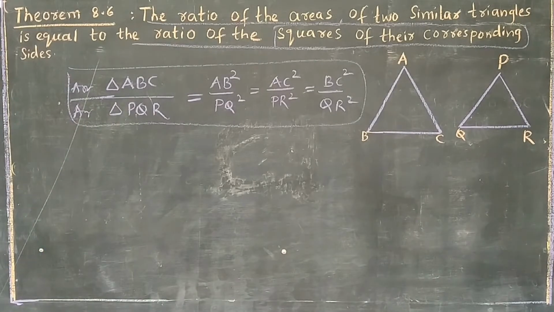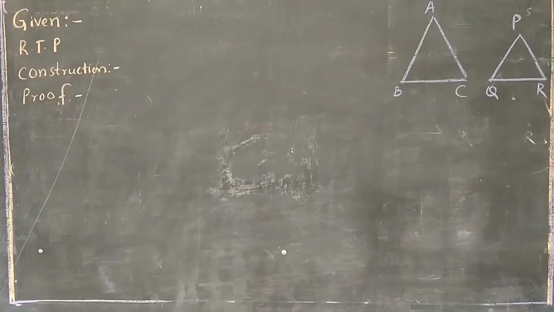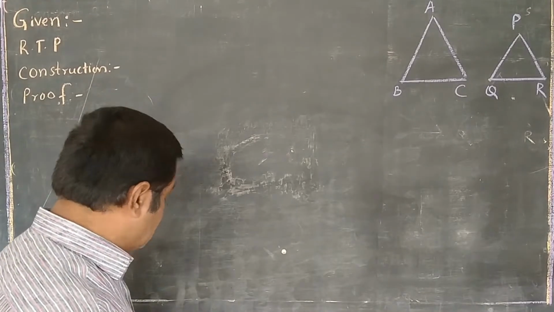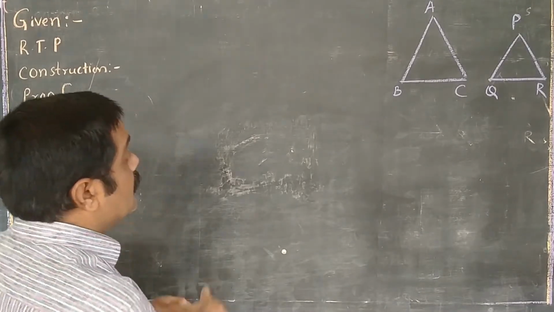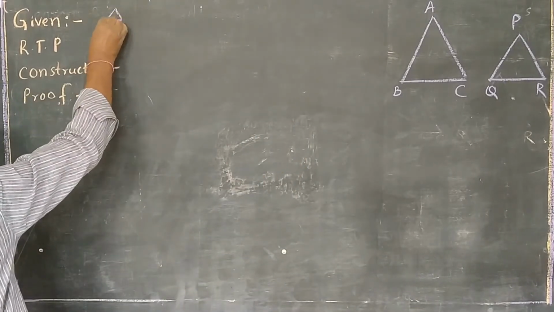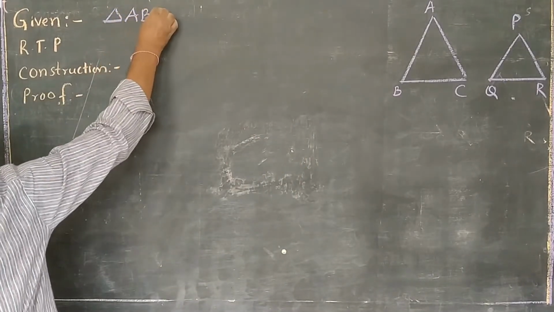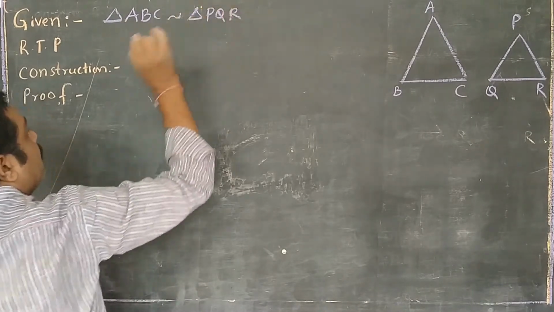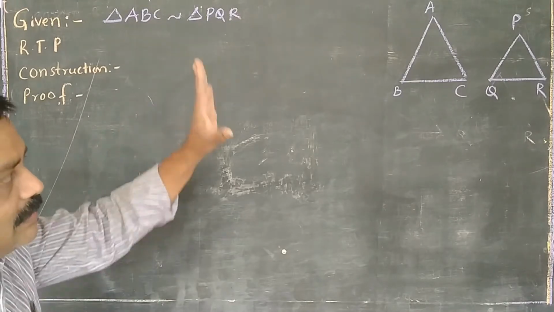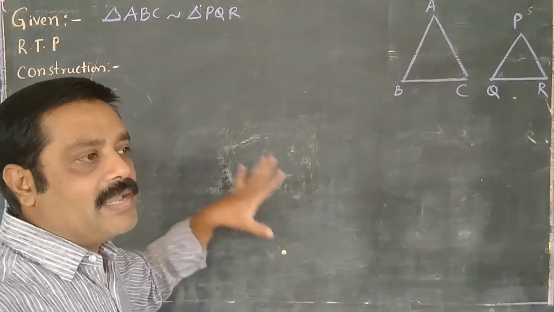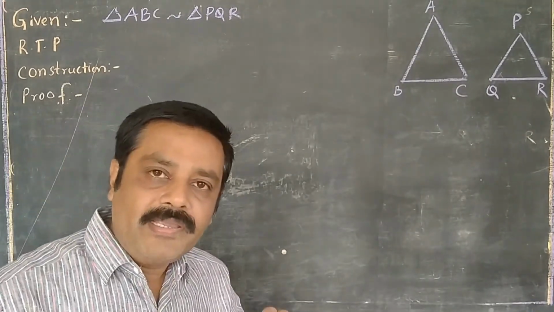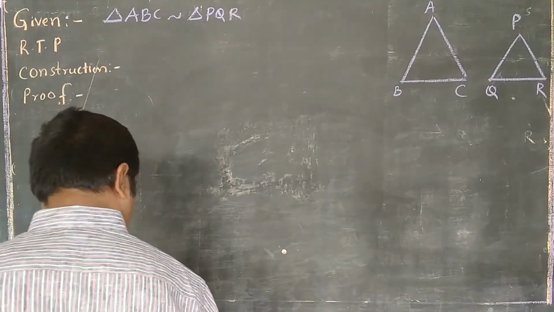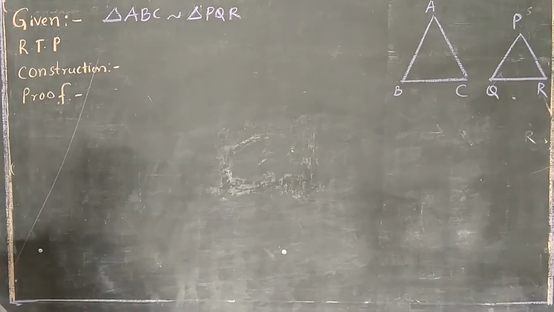Let's see the question. Here first, what is the given statement? Triangle ABC is similar to triangle PQR. This information is given. The two triangles are similar. When they are similar, their corresponding angles are equal, and their corresponding sides are in the same ratio. Already we know this. Next, what are we going to prove?